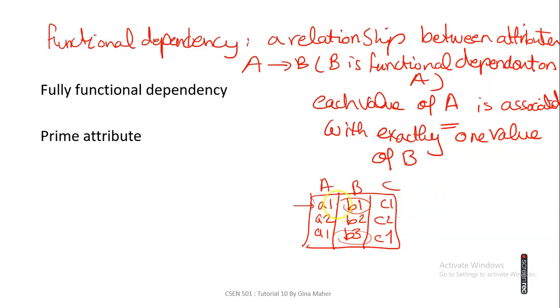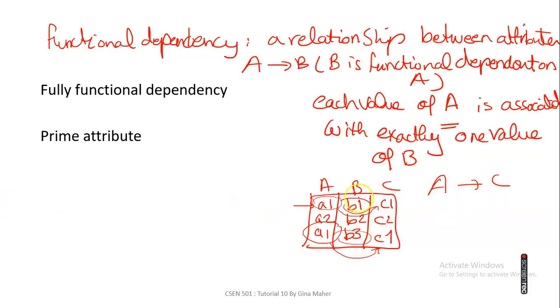Okay, let's check A and C. When it is A1, the value is C1. And when it is A1, the value is C1 as well. So in this case, if I give you the A, you will be able to get the unique value of C, which is associated to the A. If I gave you A1, you will be able to return only one value of the C. So in this case, A implies C and C is functional dependent on A.